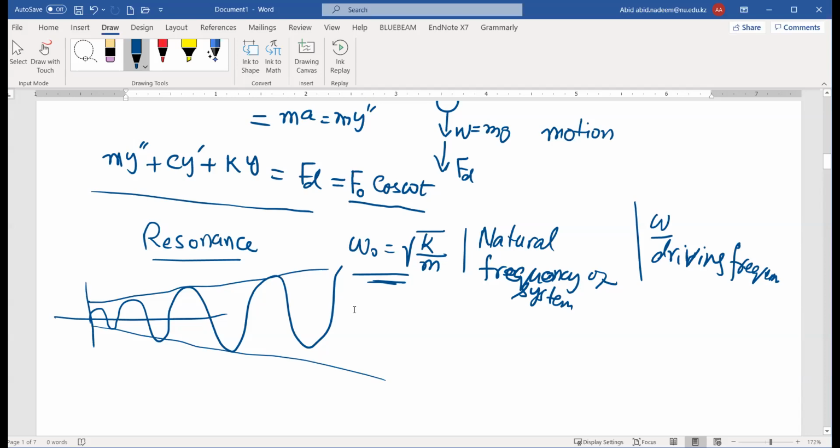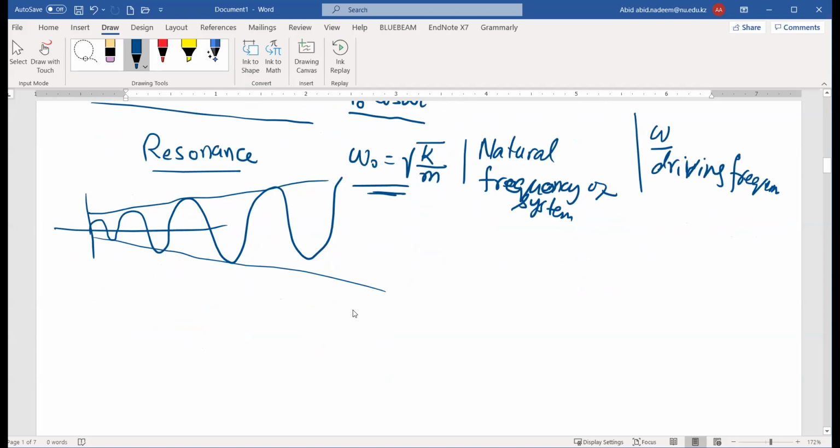Okay, next we can talk about what happens if, instead of one spring, there are two springs, and a mass hanging from these two springs, K1 and K2. So here you have K1 and K2, and the mass is hanging from these springs.